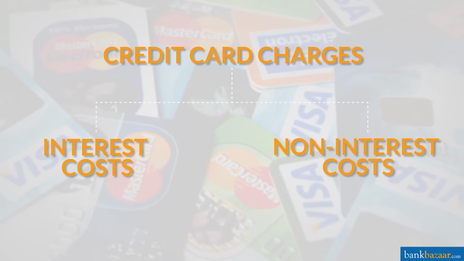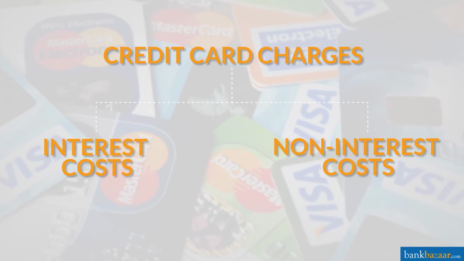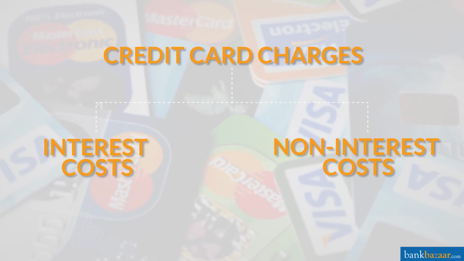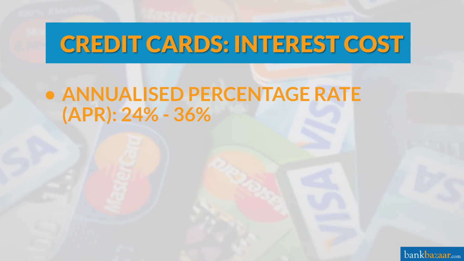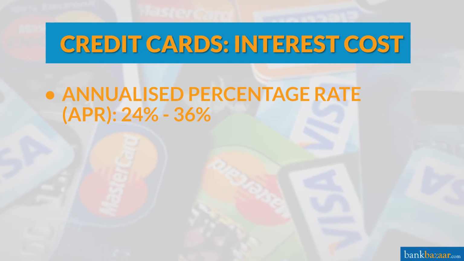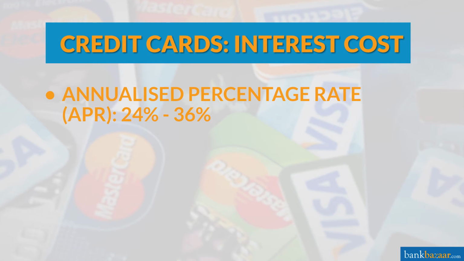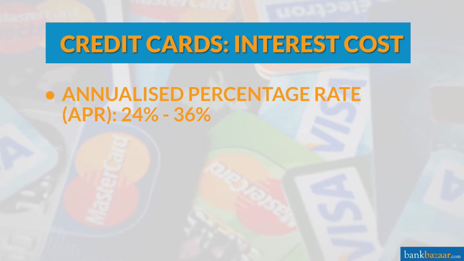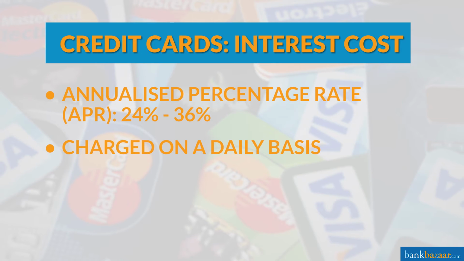Now let's come to the charge structure. Credit card charges are of two kinds: interest charges and non-interest charges. The interest costs of credit cards are extremely high. Known as annualized percentage rate or APR, this can be as high as 24 to 36%. That's even more than the 15 to 20% interest on personal loans. And remember, this interest amount is charged on a daily basis.